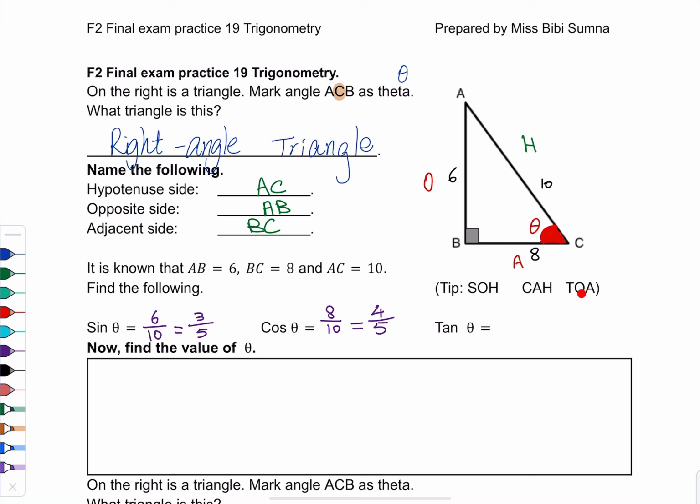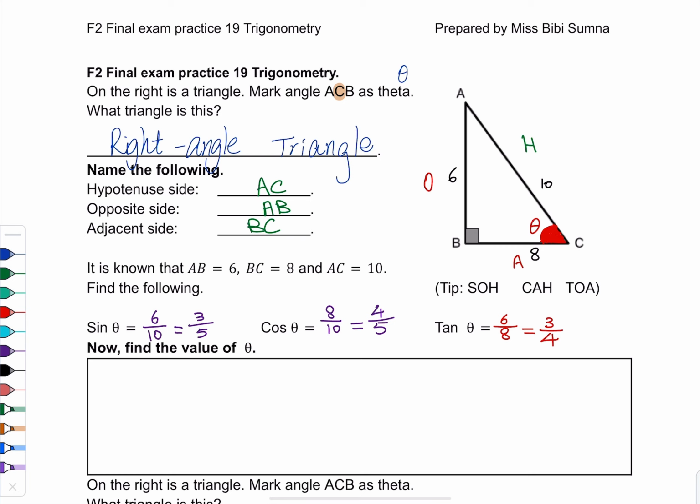O first, so O is here, 6. A is here, 8. So 6 over 8. Can they be further simplified? They can be simplified by 2, so 3 over 4. Now that you found all three things, how do I find the theta? That's a tricky question. Which one should I be using?